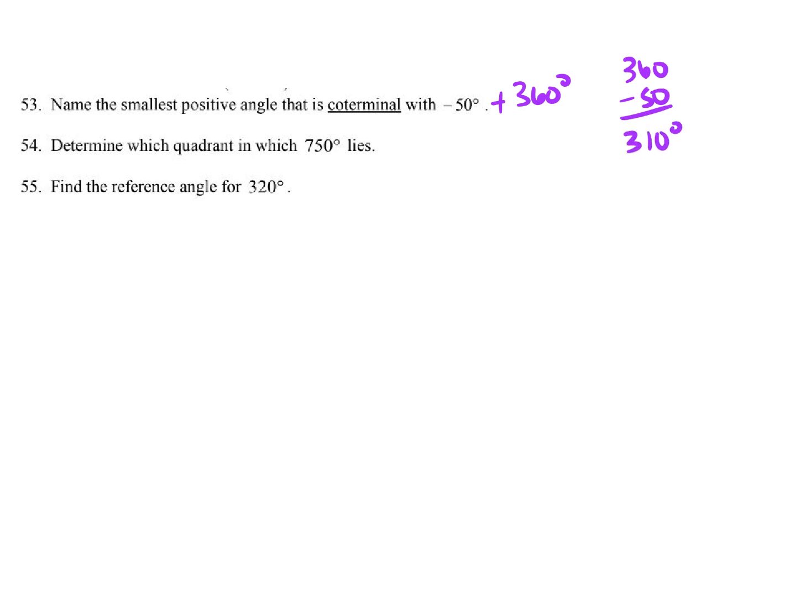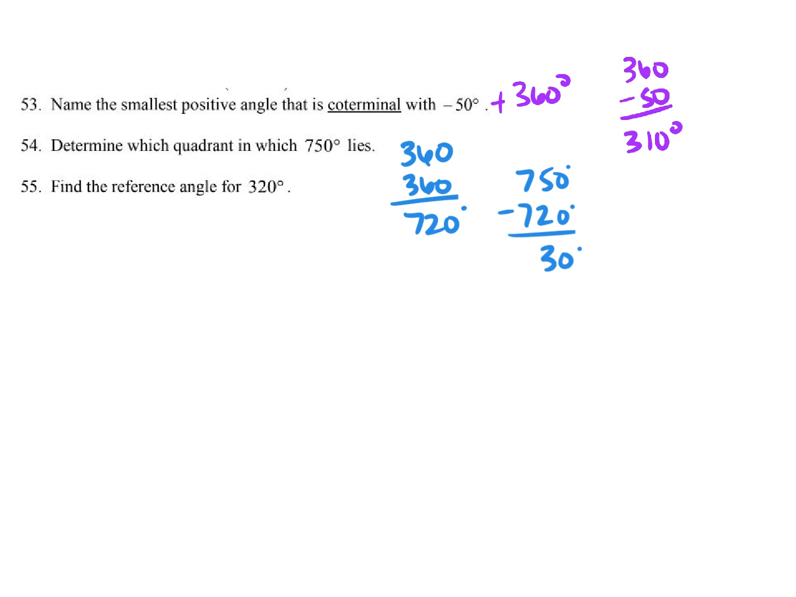Determine which quadrant 750 lies in. Well, 750 is definitely over one rotation. And then it's going to be bigger than two rotations because 360 and 360 is 720. So what we do is take 750 and subtract away two rotations. You can do them individually if you want to, but it's good to know that double 360 is 720. That just leaves me with 30 degrees.